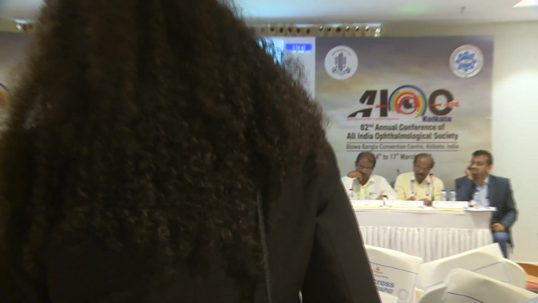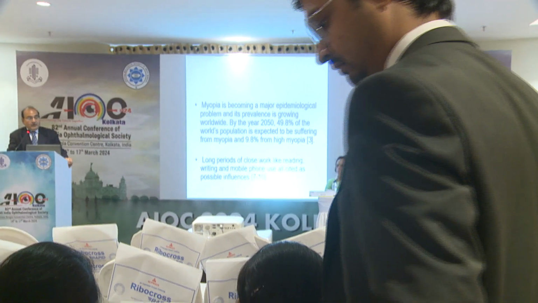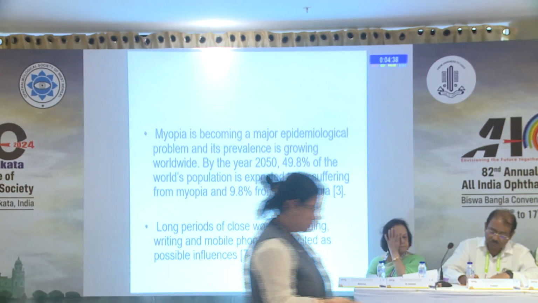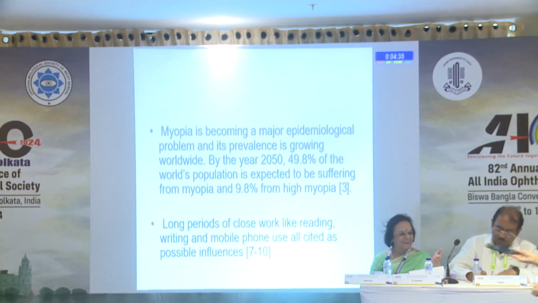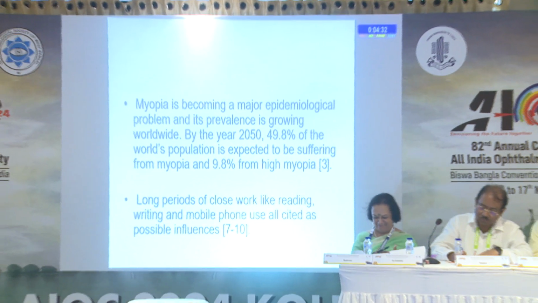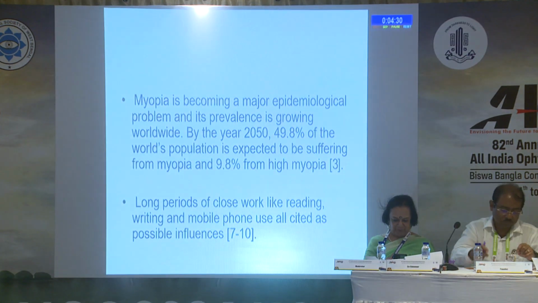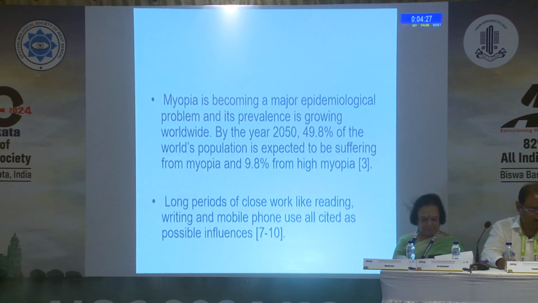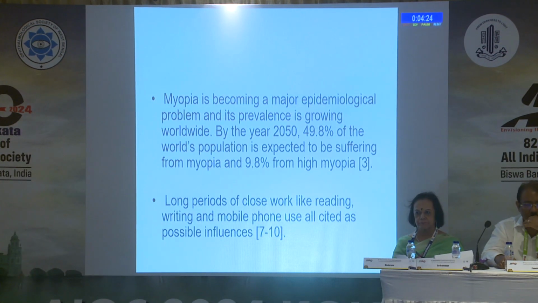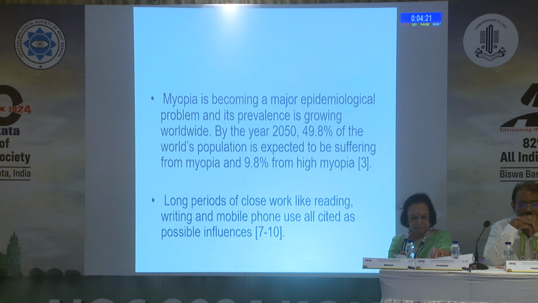It is more or less the same as what the previous speaker has told. So it was done again in the COVID period. So it is the electronic gadget overuse. I think all of us have used a lot in that period. So it was impossible to tell our kids not to use, because that was the only way they were studying. Myopia is becoming a major epidemiological problem and its prevalence is growing worldwide. By the year 2050, 49.8% of the world population is expected to be suffering from myopia and 9.8% from high myopia. The long period of close work like reading, writing and mobile phone use are all cited as possible influences.